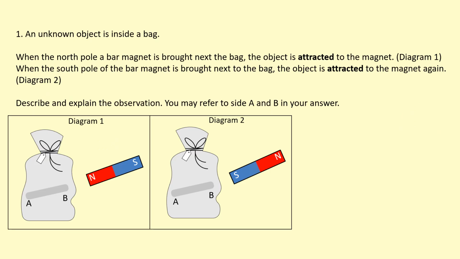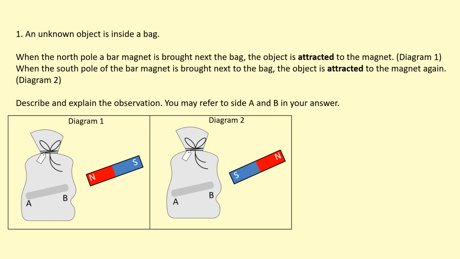Okay, in this example question, we've got an unknown object inside a bag. In diagram 1, when you bring a north pole next to the bag like this, it is attracting the bag. When in diagram 2, you bring a south pole next to the bag, it's also attracting as well. Describe and explain the observation. You may refer to side A and B in your answer.